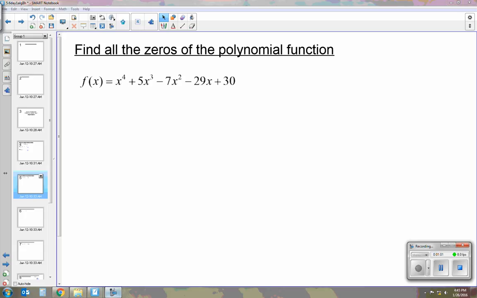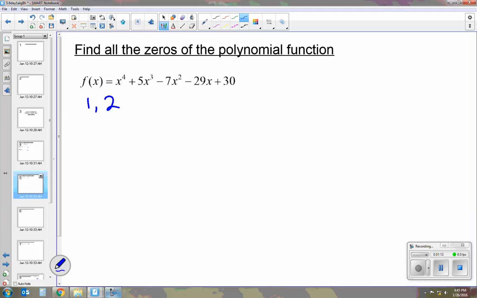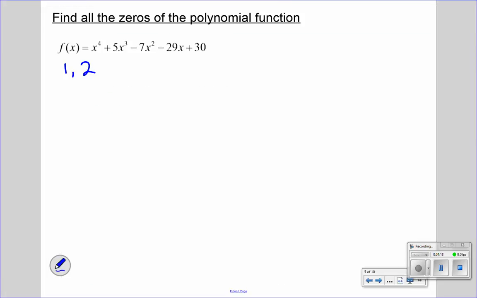So if I put this in the calculator, I look for my whole number values that hit the x-axis, and for this one I found 1 and 2 were going to work for me. So I'm going to test it using synthetic division. I'm going to test 1 first, and I'm going to use 1, 5, -7, -29, and 30. So we're going to test to see if this works.